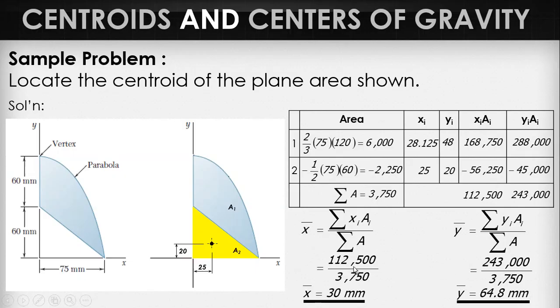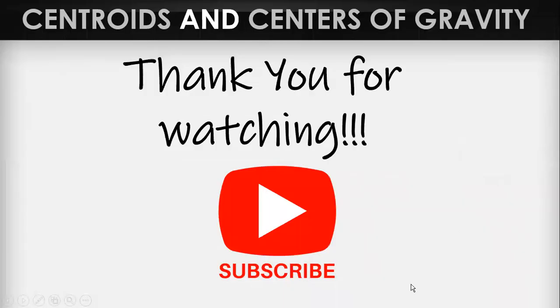If you want to check your answer, you can use integration. You consider a vertical rectangular strip and you can determine if our answers X bar and Y bar are correct. So I hope that you have learned something about the determination of centroid using the composite area method. So thank you for watching.